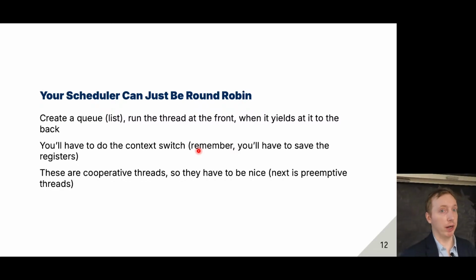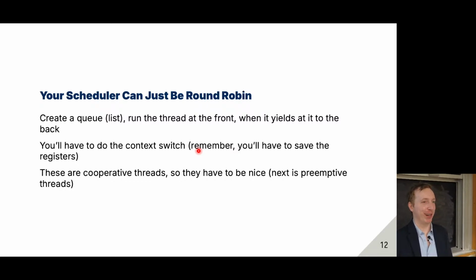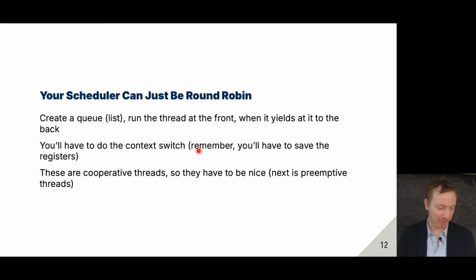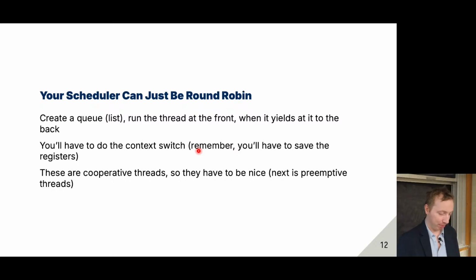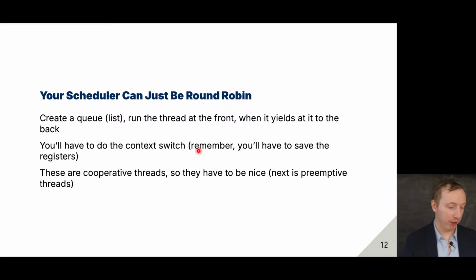You'll create a queue. I will show you a nice queue implementation so you don't have to implement your own linked list, although you guys probably want to implement your own linked list. You don't have to use mine if you don't want, but I suggest it. How it will work, you just run the thread at the front of the queue. When it yields, it gets thrown to the back.